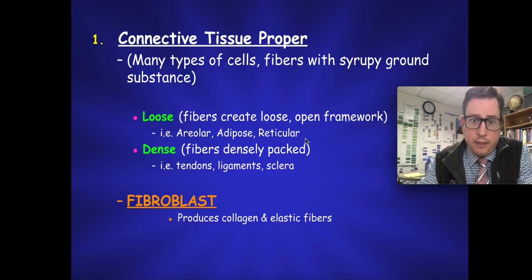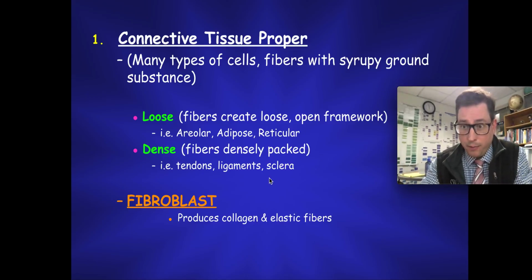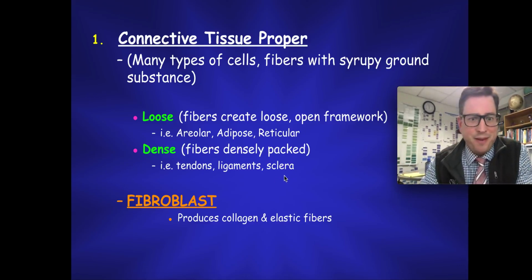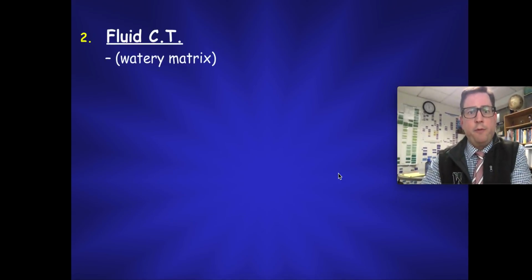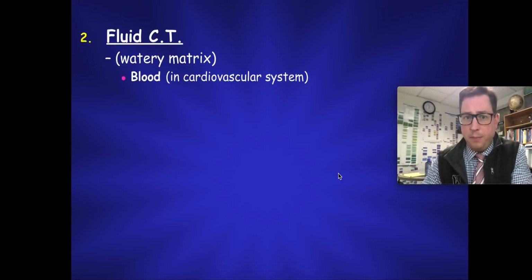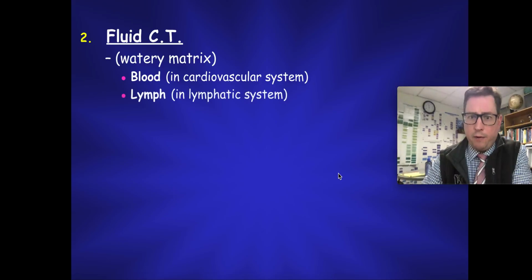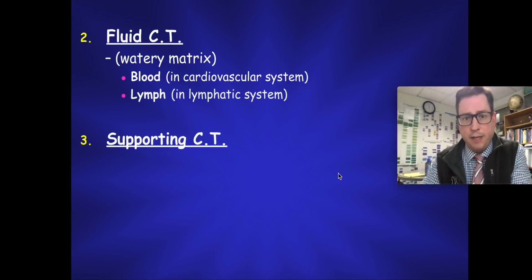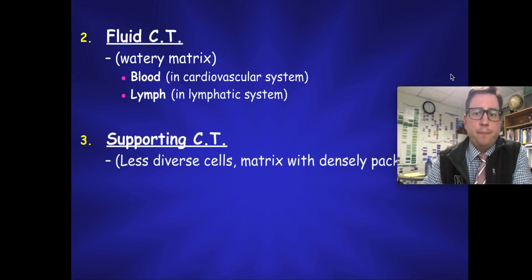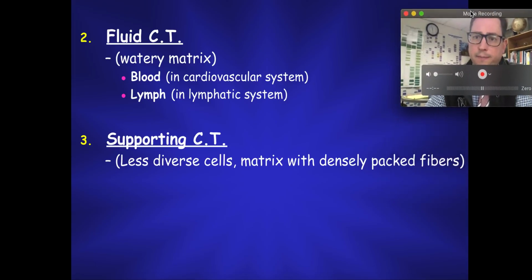Dense is densely packed. It's like tendons and ligaments, and this is one you've seen before, the sclera. You remember? Don't fire until you see the whites of their eyes, or don't fire until you see the sclera. The fibroblast is the main cell we're looking at here, and that's the one that's going to produce the collagen and elastin fibers. Okay, fluid connective tissue. So this is the watery-ish matrix. The blood is in the cardiovascular system. We'll talk more about that. And the lymph for the lymphatic system, which has your white blood cells and all the fluid that's in the lymph. The lymph is the fluid containing those cells.